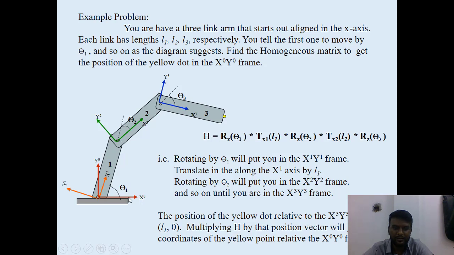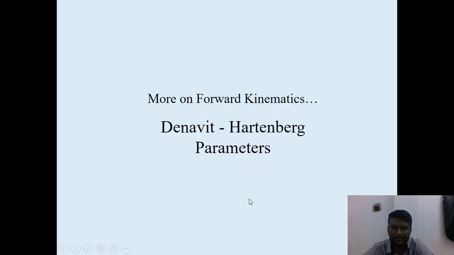And the joint variables, or the joint angles, are theta 1 from the base. This is the angle from the base, the link 1 angle. Link 2 is theta 2, and link 3 is theta 3. If you want to know the position in this frame x0 y0, what we need is the rotation matrix and the translation matrix. We will calculate all those matrices and multiply them to finally know the position and orientation of the given point or the given object in the base frame. So that is our intention in forward kinematics.